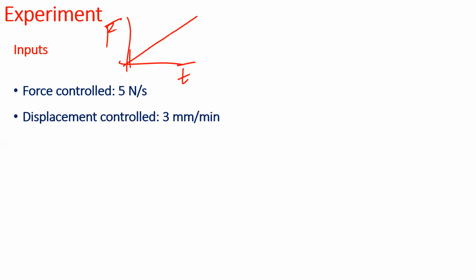Or I can say the displacement is, I will control the displacement with time. It is like this. Or I can as well say it is some other displacement. All right. So there are two ways in which you control the experiment.